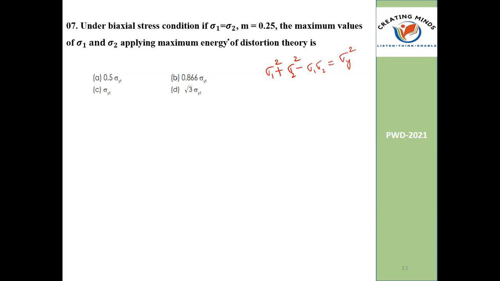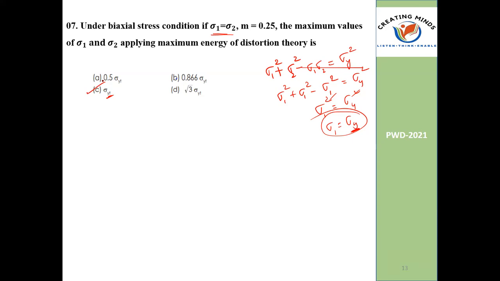Here, what is the condition given? Sigma 1 equals sigma 2. What happens? Sigma 1 square plus sigma 1 square minus sigma 1 into sigma 1 equals sigma y square. 2 sigma 1 square minus sigma 1 square will become sigma 1 square, equals sigma y square. Square, square get cancelled. Sigma 1 equals sigma y. Which is the option? C. Sigma y under tension. So the answer is C.